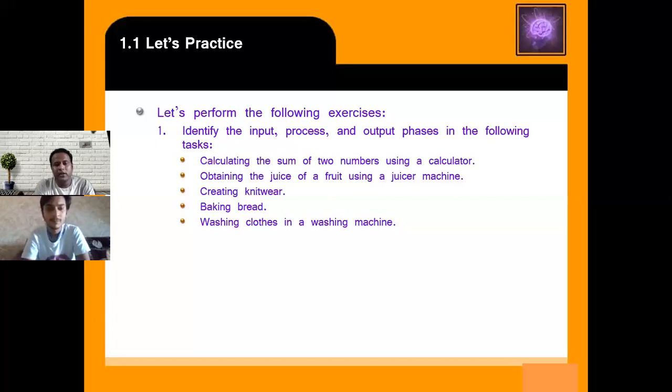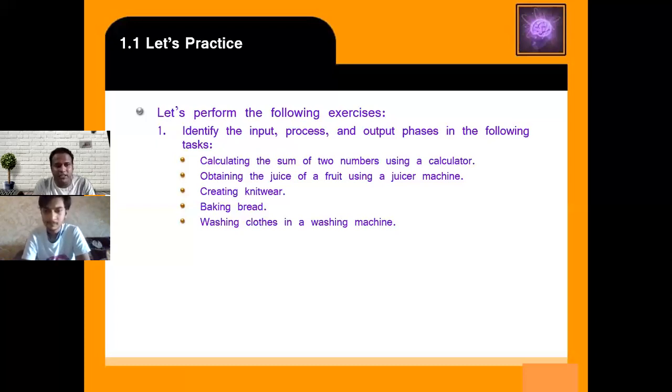Baking bread. In baking bread, your input is what? The baking powder that you have to take, and sugar. Then you have to process it. The processing is happening when you put that mixture in the oven. So the processing is happening in the oven. Then the output is your cake, the baked cake you are getting.